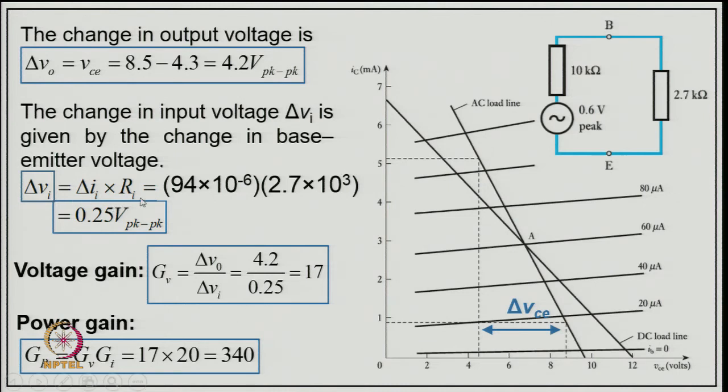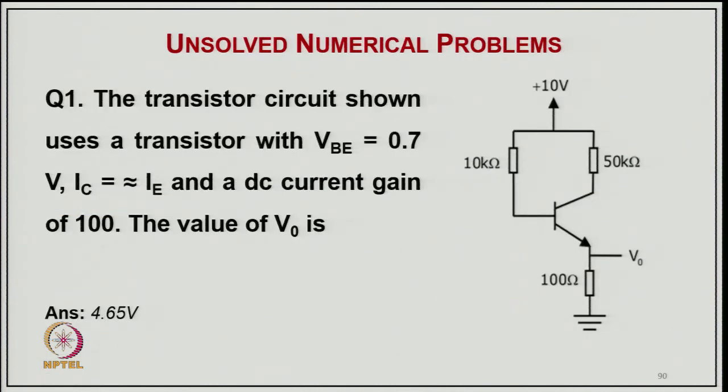So, delta I will be delta I into RI, putting the value, it comes to 0.25 volt peak to peak, and voltage gain will be GV equals delta V upon delta I. So, 4.2 divided by 0.25, that becomes 17, and power gain will be GP equal to GV into GI, that is 17 into 20, 340. So, that is the power gain we get from this amplifier circuit.